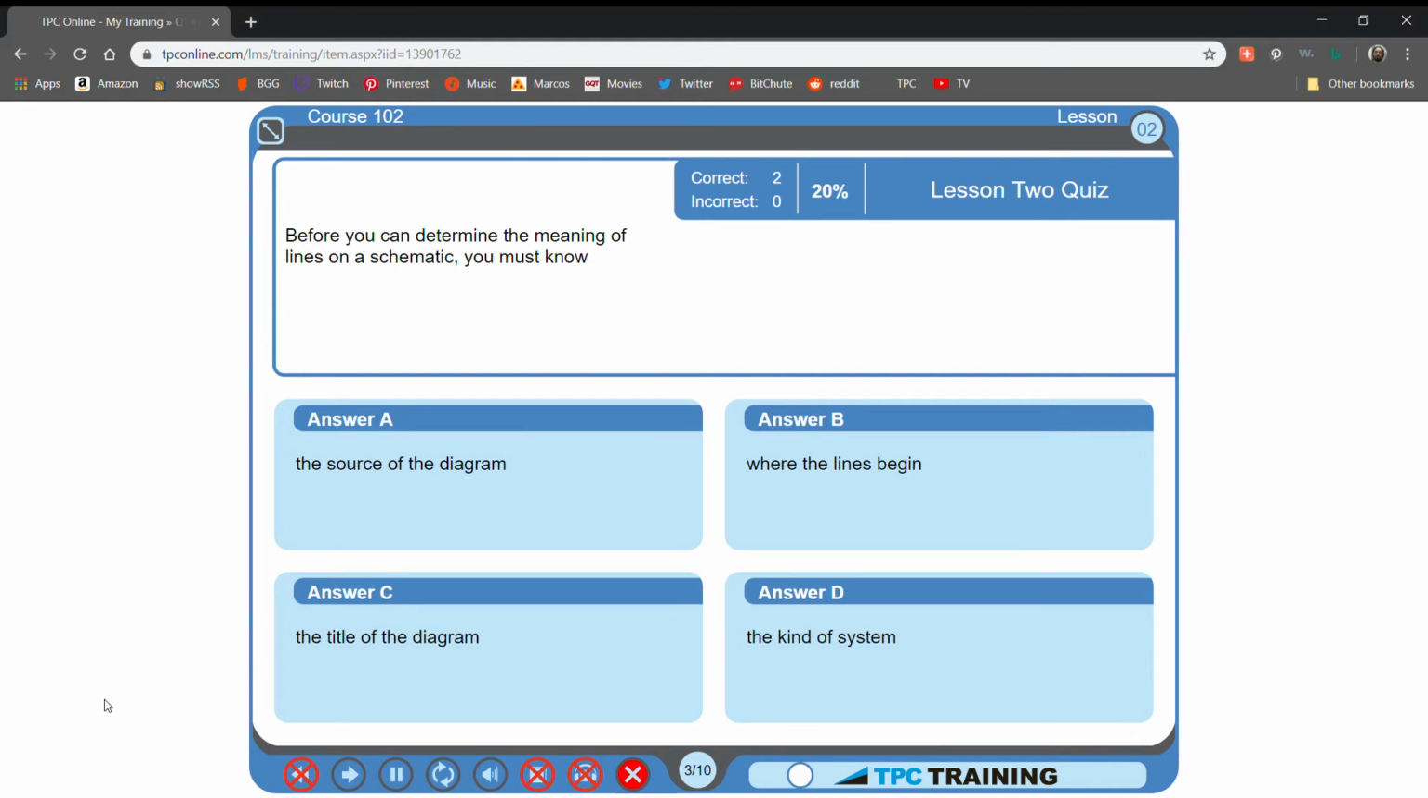Before you can determine the meaning of lines on a schematic, you must know A. The source of the diagram.